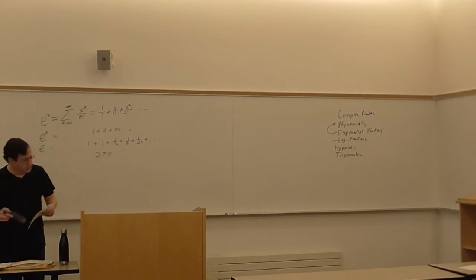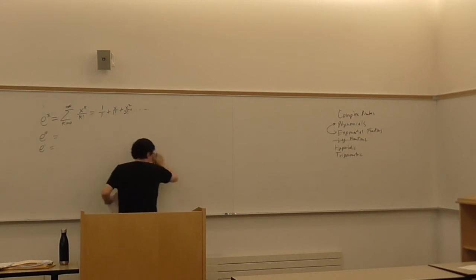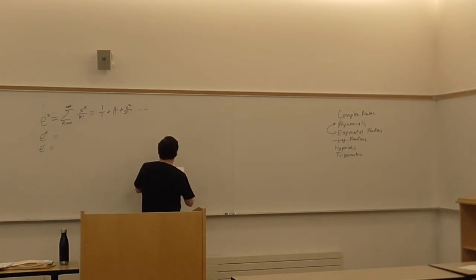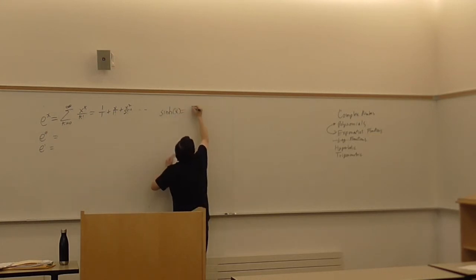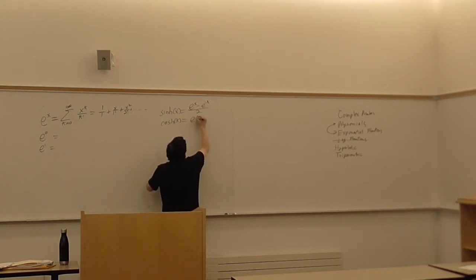Short little digression into hyperbolic functions. Hyperbolic functions are defined as follows. The hyperbolic sine of x is defined as e to the x minus e to the minus x over 2. And hyperbolic cosine of x is defined as e to the x plus e to the minus x over 2.